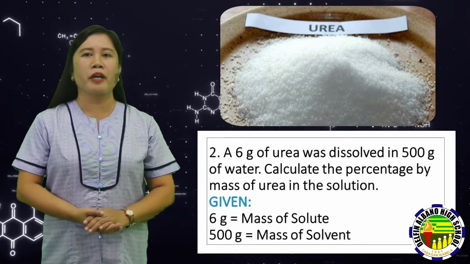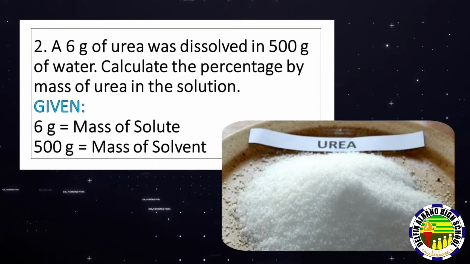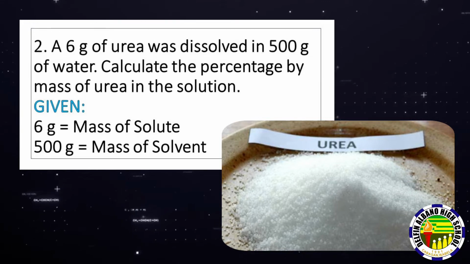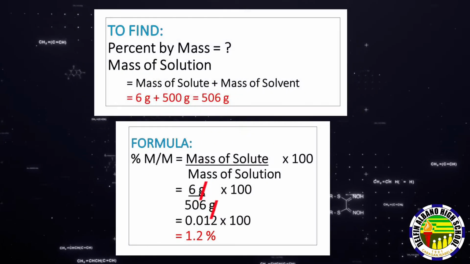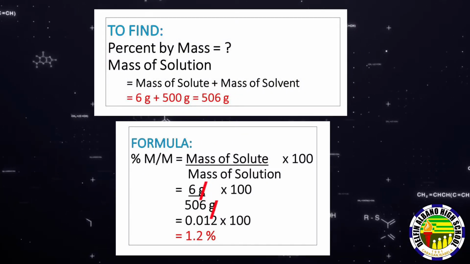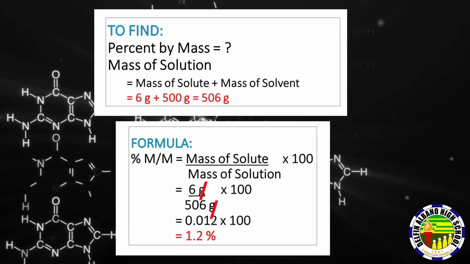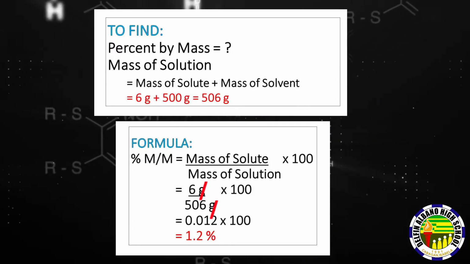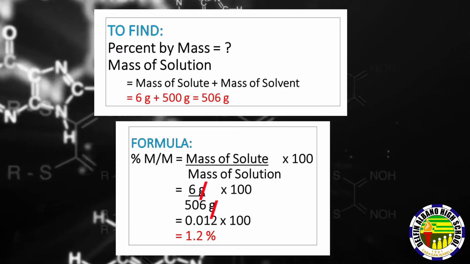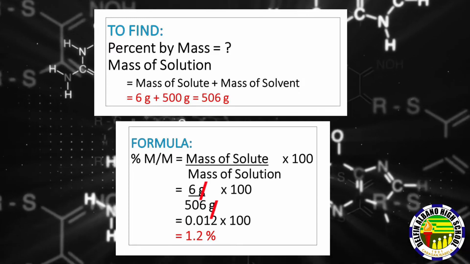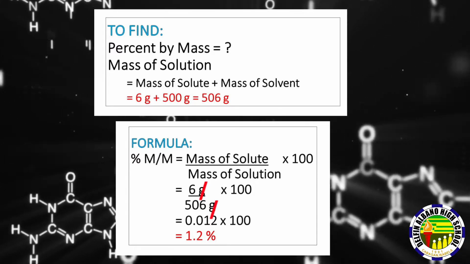Calculate the percentage by mass of urea in the solution. Given in the problem is 6 grams, the mass of solute, and 500 grams, the mass of solvent. To find percent by mass, we will use the formula percent by mass equals mass of solute divided by mass of solution times 100. Substituting the given in the problem, percent by mass equals 6 grams divided by 506 grams times 100, and we arrive at 1.2%.